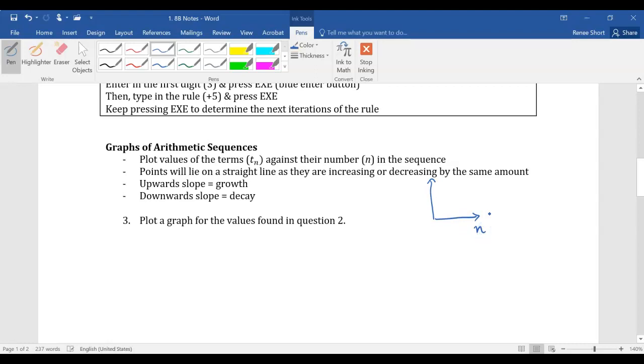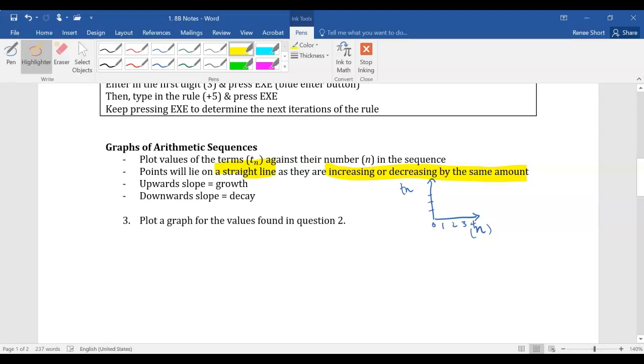So if it's like T1, T2, T3, T4, and then this up here is going to be what the value of that actual term is. So this up here is the value of the term against the term number n. And what happens here is because they are increasing and decreasing by the same amount, I'm going to end up with a straight line graph.